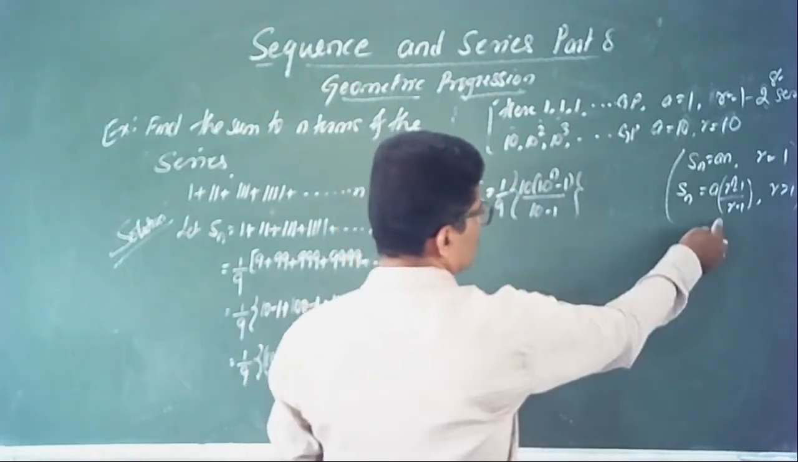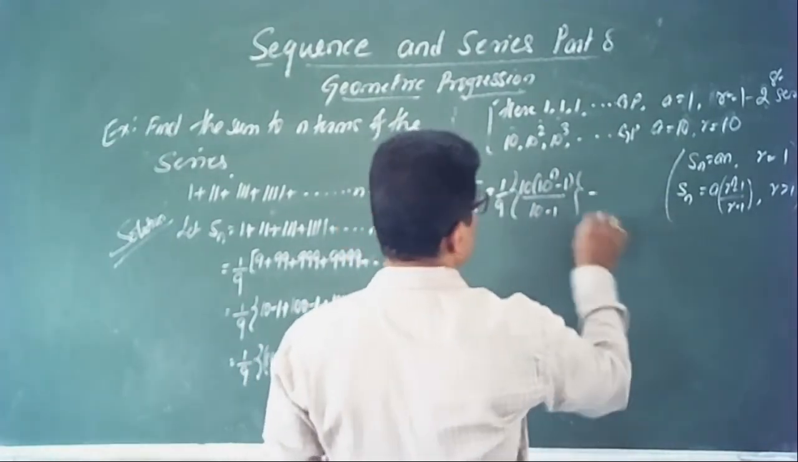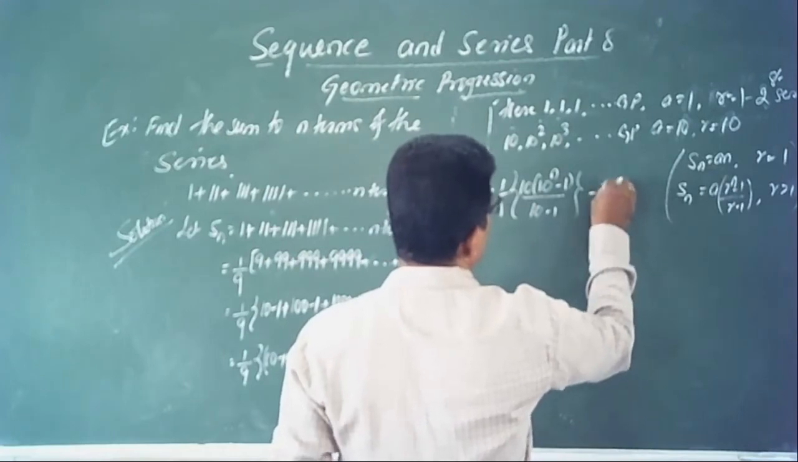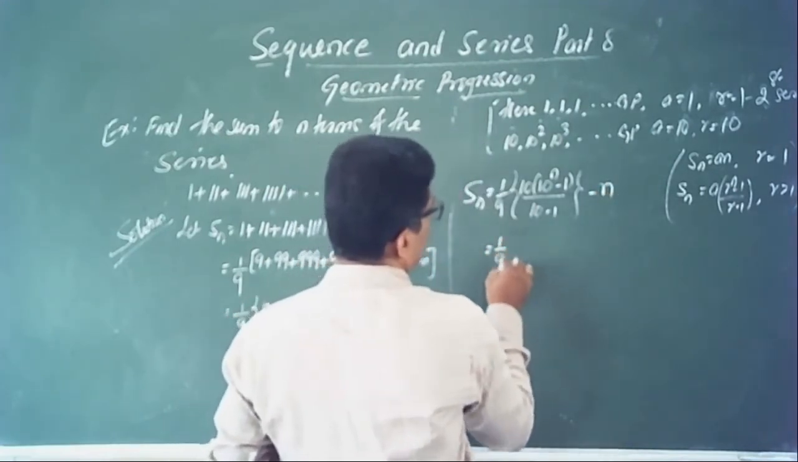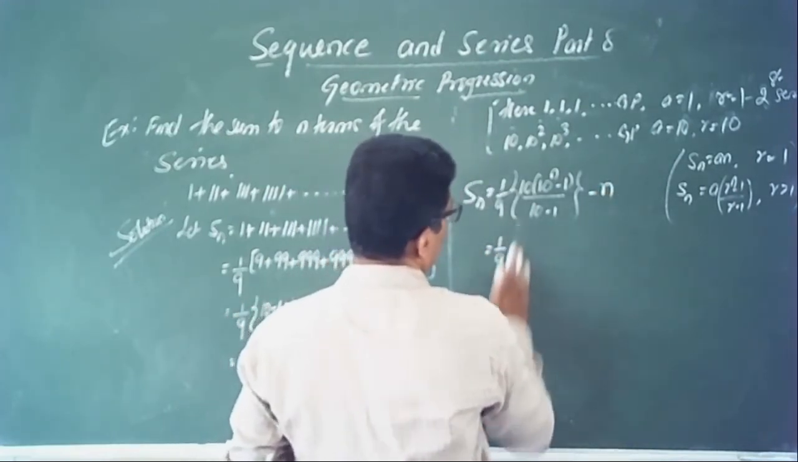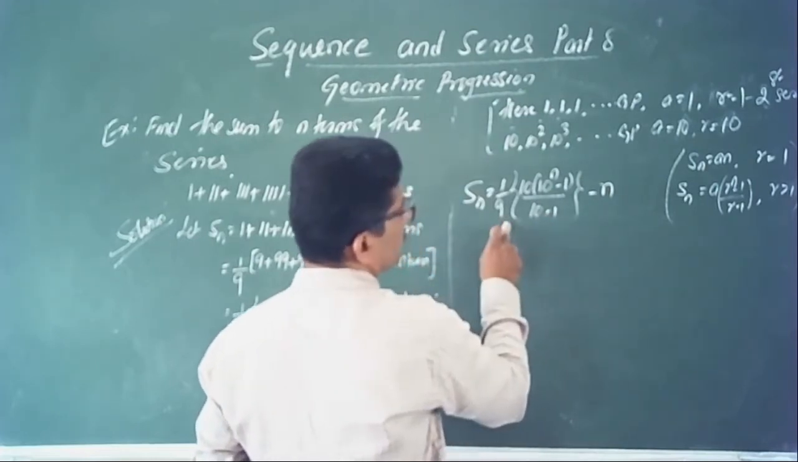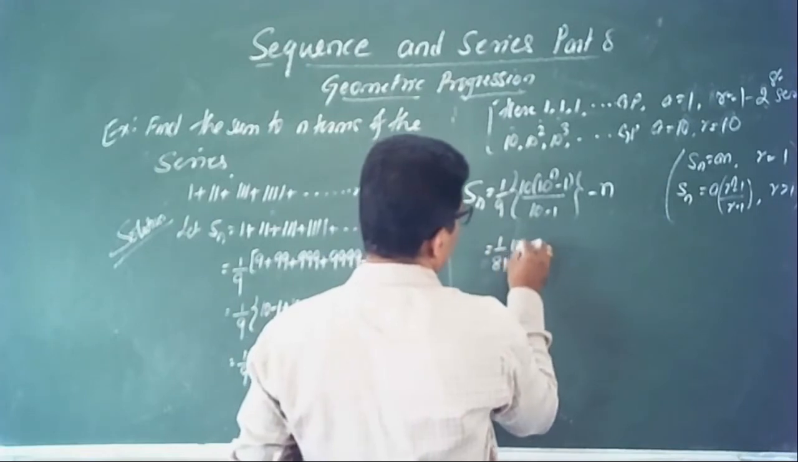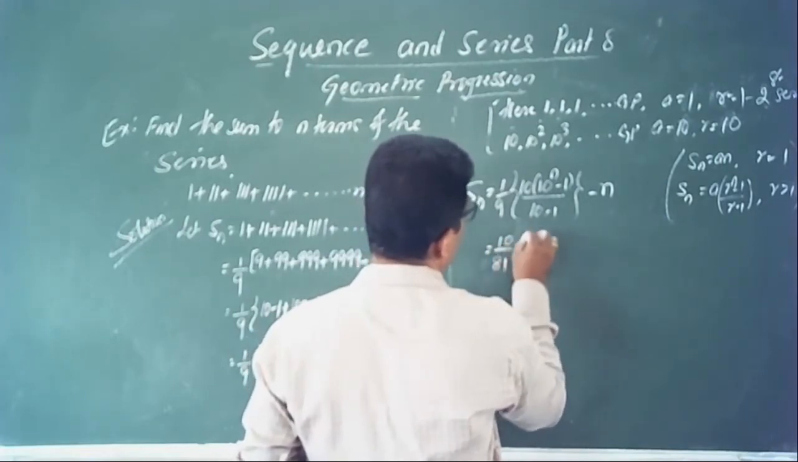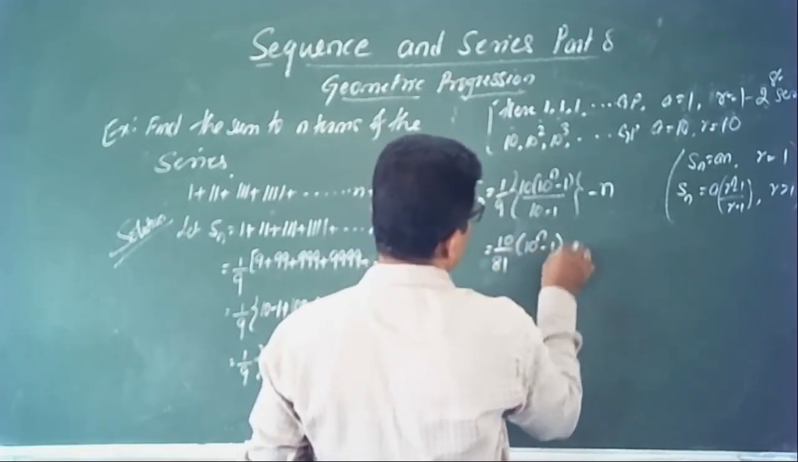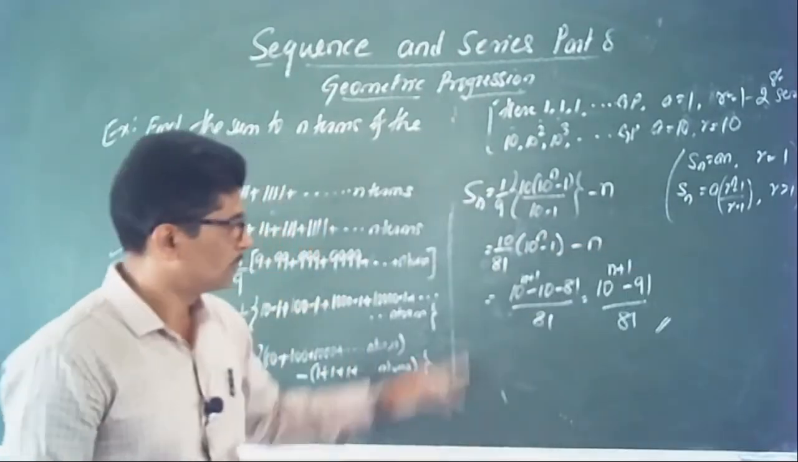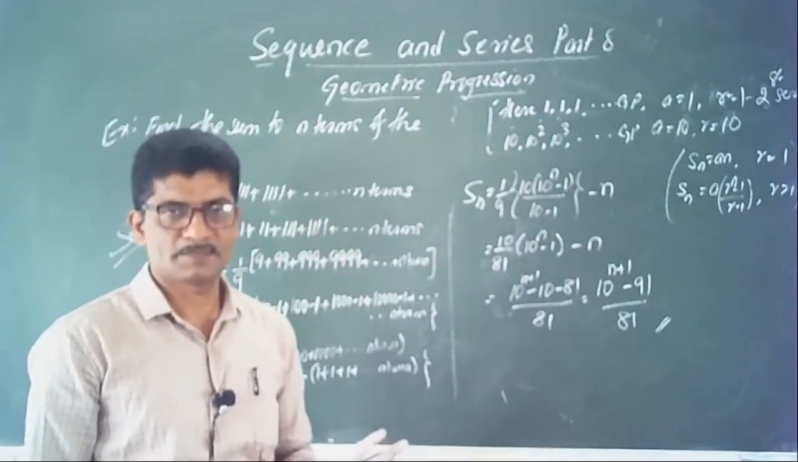It is clear using this formula. For the second series, A is 1, R is 1 and n. Its value is 1 by 9 into 9, or you can write 9 square, that is 81. So we can say 10 by 9 into 10 raised to n minus 1 minus n, which is divided by 81. Right?